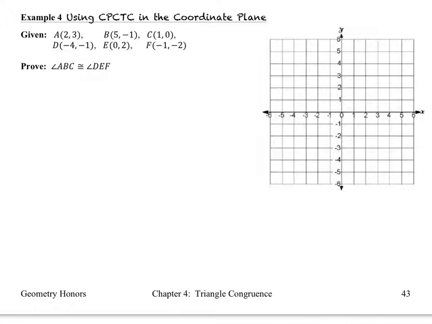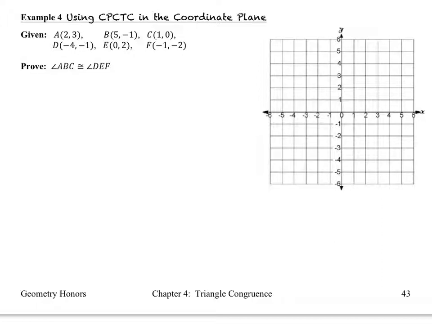We've been given 2 sets of points, ABC and DEF, that presumably are 2 triangles. We can graph them. We have a grid here. It's not required, but sometimes it does help us see what's going on. And what we are going to need to do, however, in order to prove that these two angles, ABC and DEF, are congruent, is we're going to first need to prove that the two triangles are congruent.